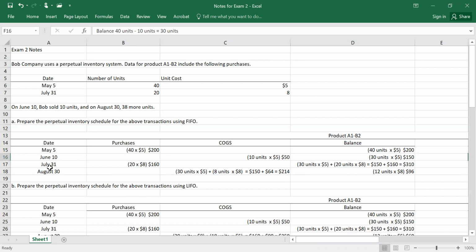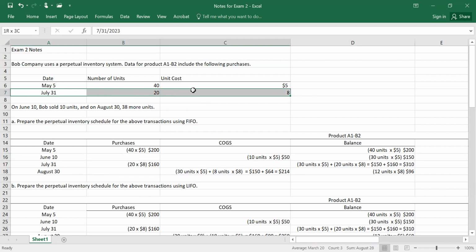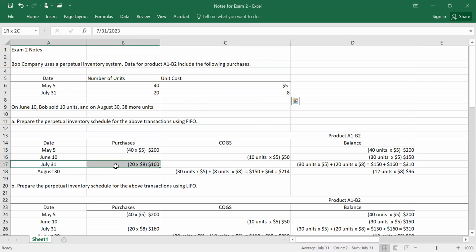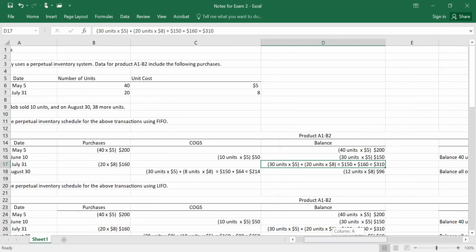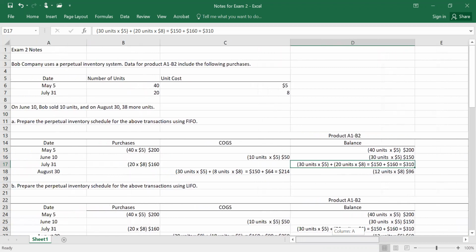Next, we have a purchase on July 31st. It's right here. We have 20 units purchased at $8 per unit. That would be 160. So now we have two bundles of units, right? We have what we have left from that original purchase, 30 units at $5. And now we have this new purchase. We have 20 units at $8. So 30 units times $5 per unit would be 150. 20 units times $8 per unit would be 160. And if we add those two numbers together, of course, it would give us $310.